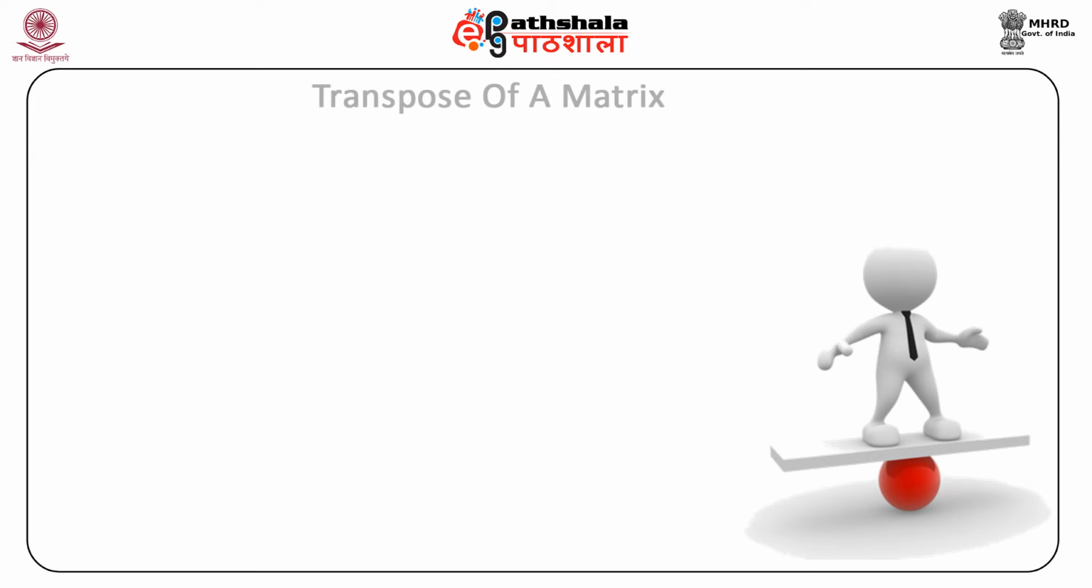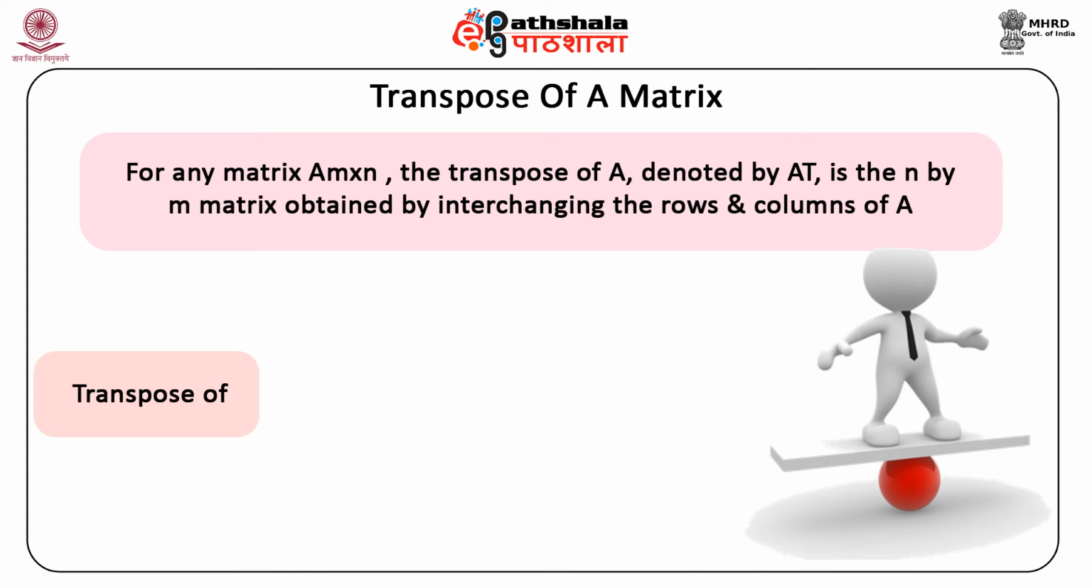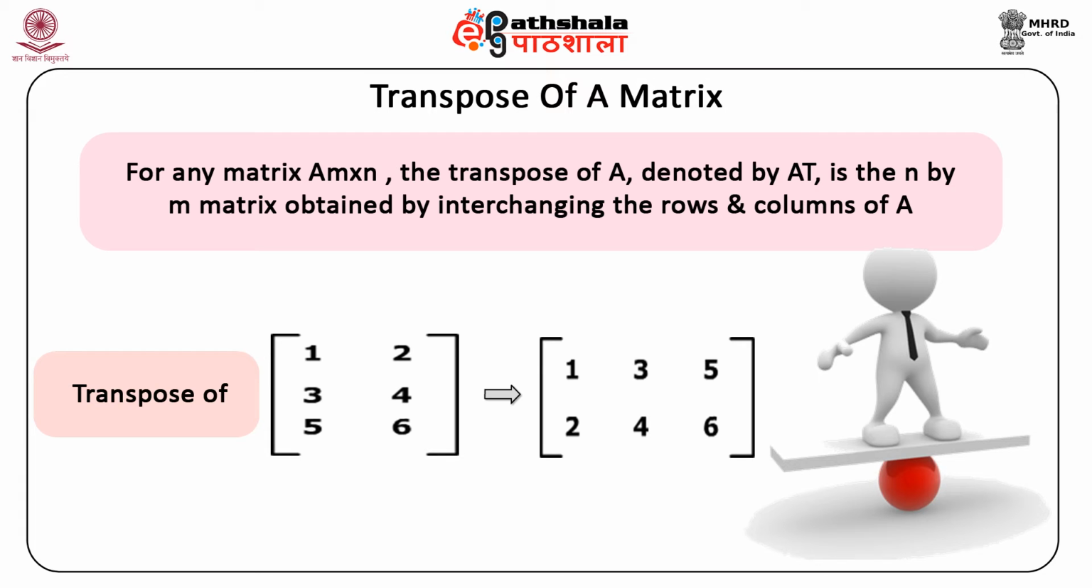Transpose of a matrix. For any m by n matrix A, the transpose of A, denoted by A transpose, is the n by m matrix obtained by interchanging the rows and the columns of A. That is, the first row of A is the first column of A transpose. The second row of A is the second column of A transpose, and so on. Example: the transpose of 1, 2, 3, 4, 5, 6 is 1, 3, 5, 2, 4, 6.